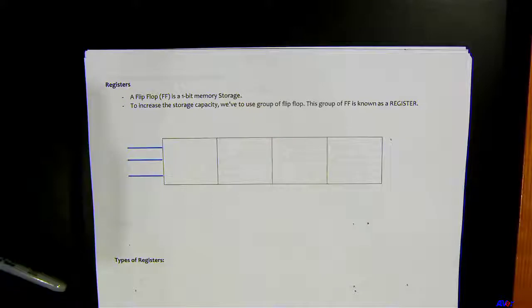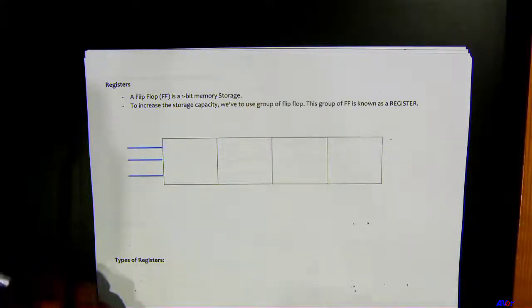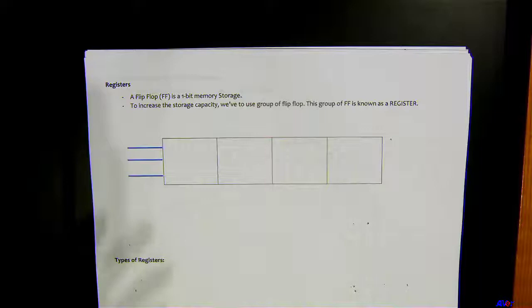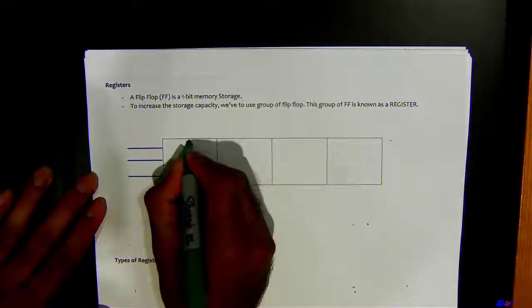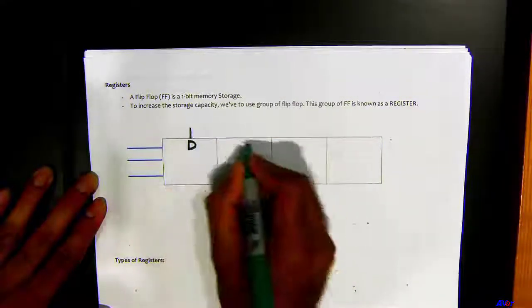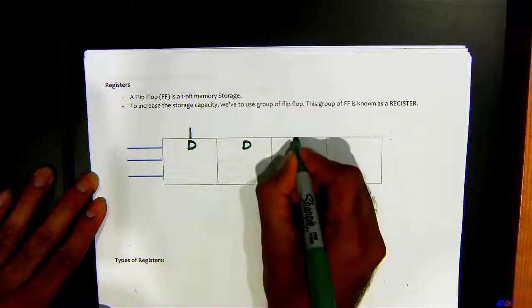So you make flip-flops out of latches, and then you can make registers out of flip-flops. Register basically stores multiple bits. So a flip-flop is a 1-bit memory storage device. To increase the storage capacity, we have to use a group of flip-flops. This group of flip-flops is known as a register. Say these are D flip-flops, right? So you got D input right here, and these are 4 of them.